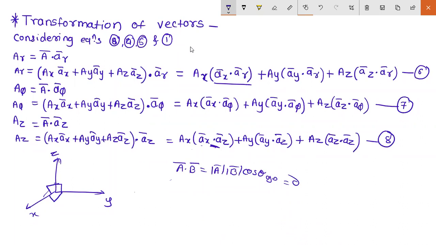So if you take here A bar Y dot A bar Z, it is also 0. A bar Z dot A bar Z is equal to 1, because a unit vector's magnitude is 1. Mod of A bar Z, mod of A bar Z, into cos, here the angle is 0 degree, so it is 1 into cos 0, 1. So it is equal to 1, right?